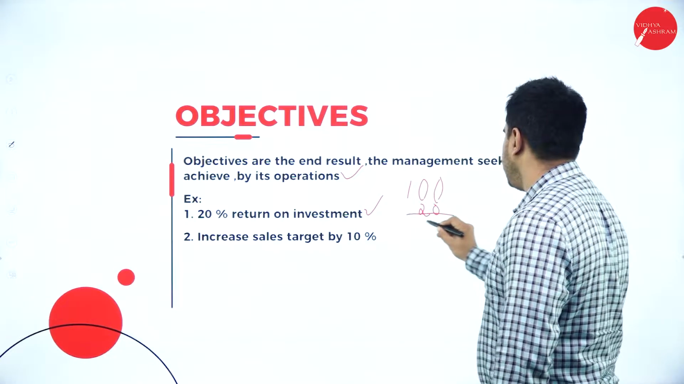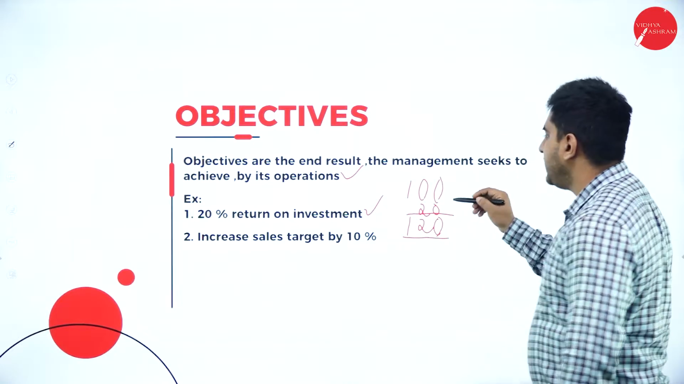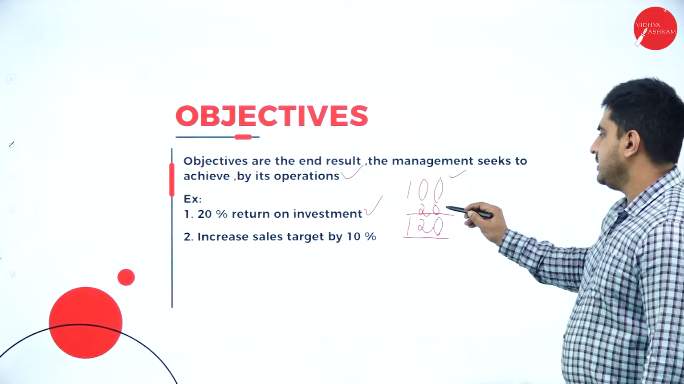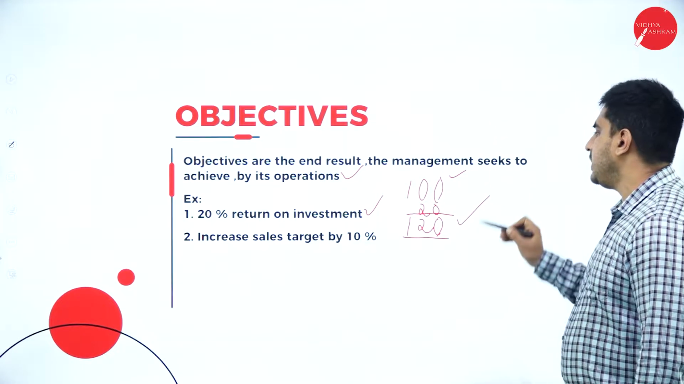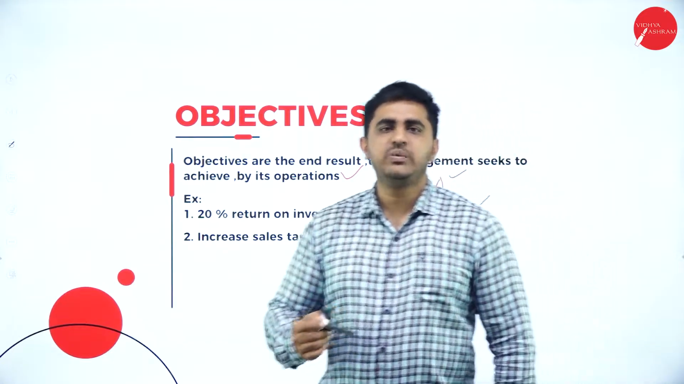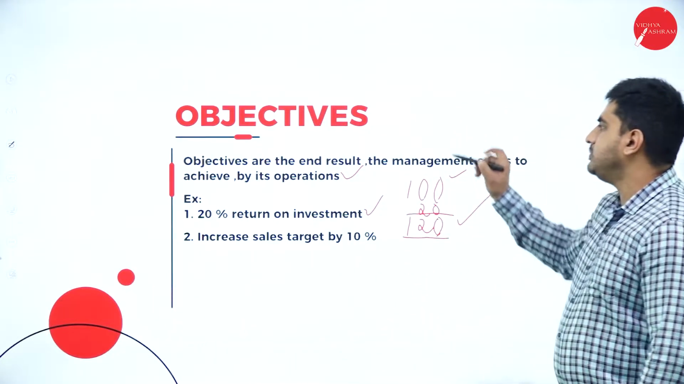So the total will become, so I have invested rupees 100 and I am expecting a return of rupees 20. That is 20% of 100 is 20. So the total is rupees 120. That is, he should sell the product for rupees 120 so that he gets 20% return on investment. So this is the objective.